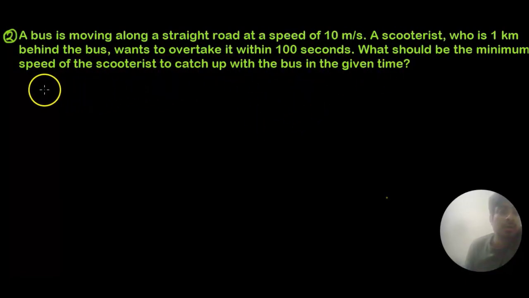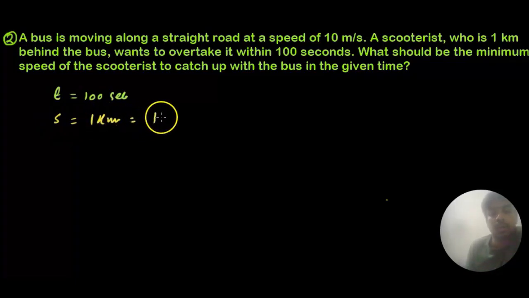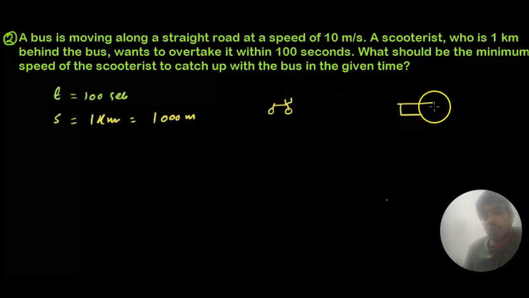The time given is 100 seconds, and the distance also is given. The distance is 1 km, and it's better to convert it to meters because everything else is given in meters. Let's draw a simple diagram so that we will understand. This is the scooterist and this is the bus going on.